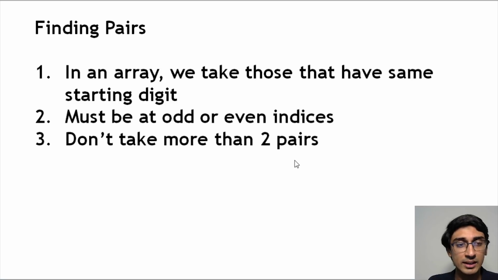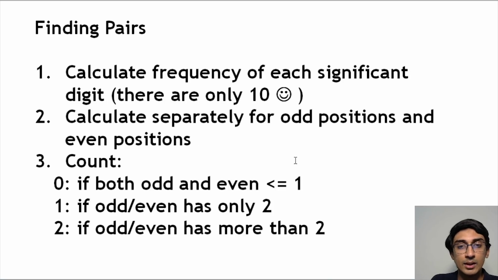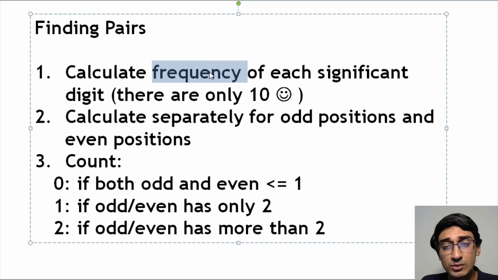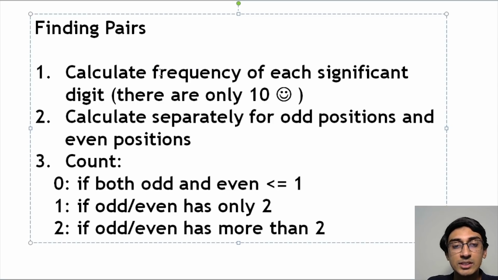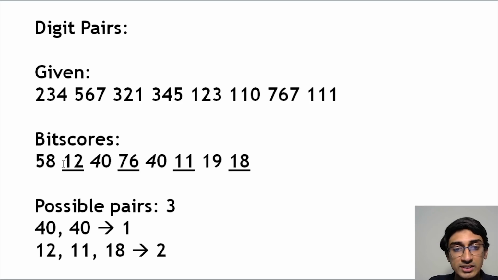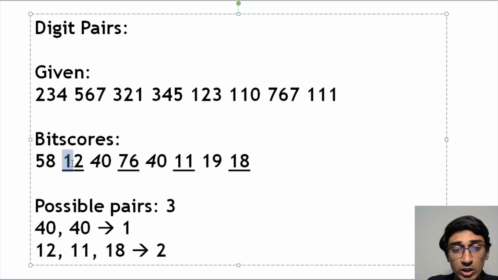So I'll come to that at the end. Now, what we will do is calculate the frequency of each significant digit. What do I mean by frequency? Frequency means nothing but how many times each of the significant digits has occurred, which means that in this particular example, 1 in the even positions has occurred 3 times. In the odd positions it has occurred only 1 time.